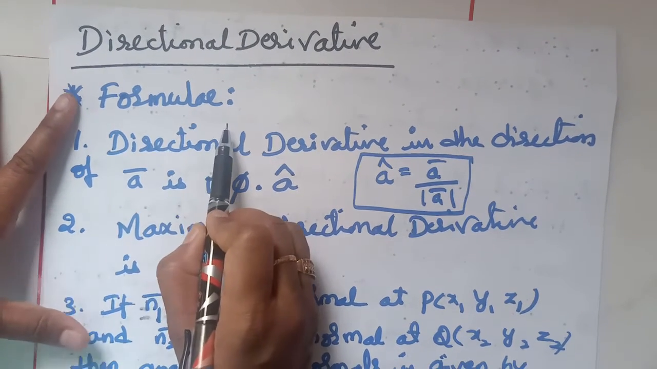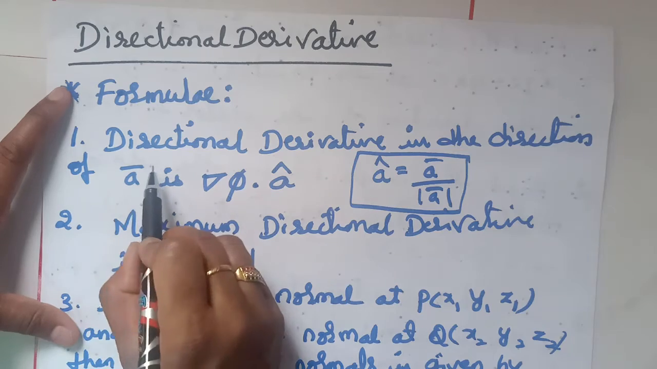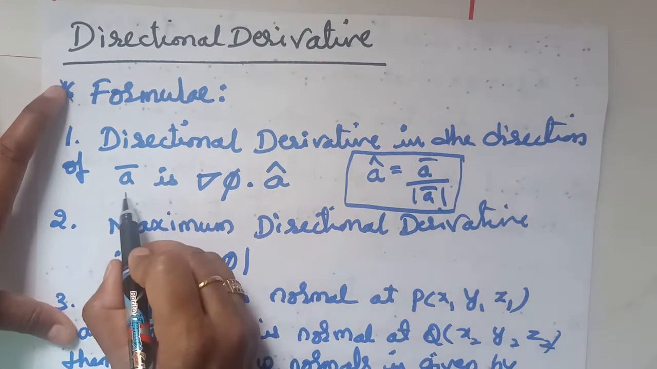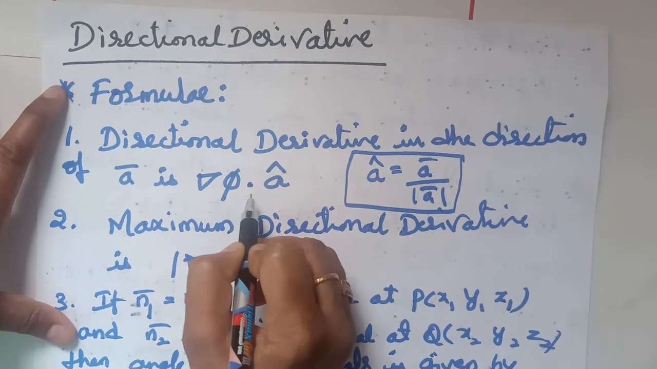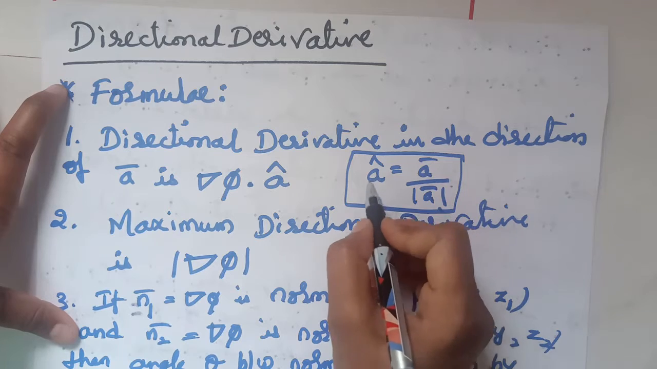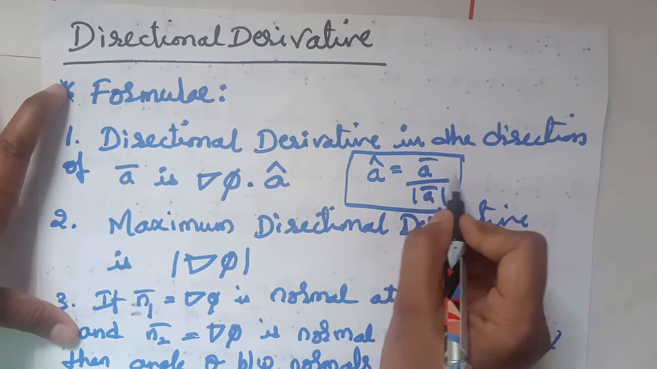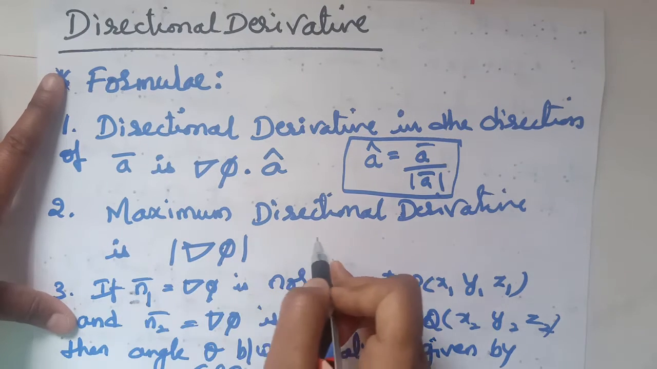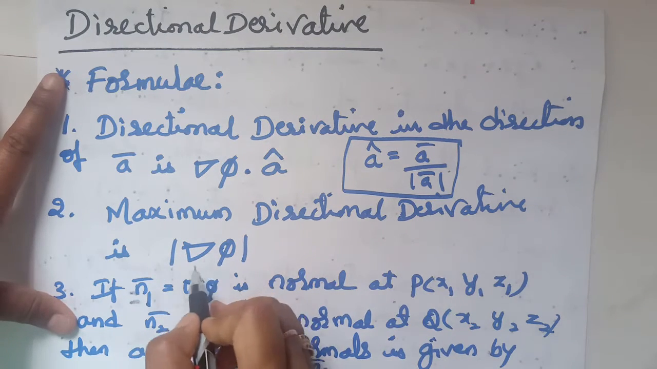Here are the formulae. First formula: directional derivative in the direction of vector a bar is del phi dot a cap, where a cap is a unit vector which is to be calculated by using a bar by mod a bar. Second formula: maximum directional derivative is mod del phi.